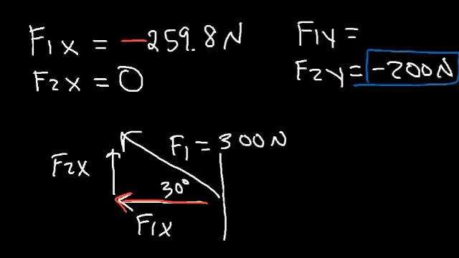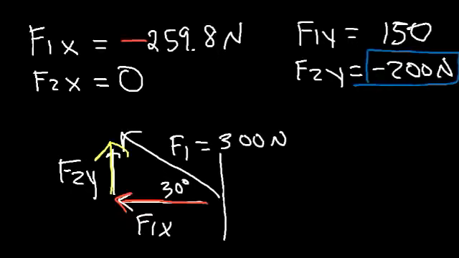Now what about F1y? I'm thinking I wrote F2x, but that was supposed to be F1y. So F1y is going to be 300 sine 30. Sine 30, we know it's a half, so this is going to be 150. And because F1y is going up in the positive y direction, this should be positive. If you type in 300 sine of 150 degrees, you should get positive 150.